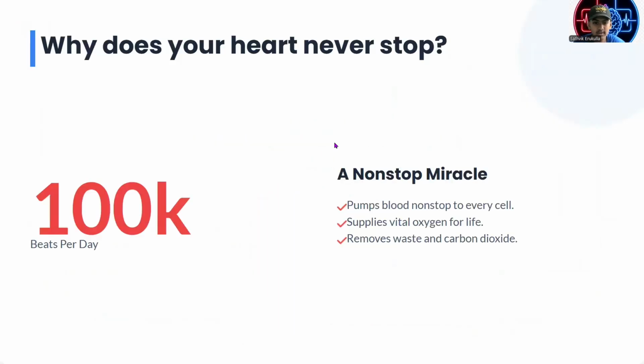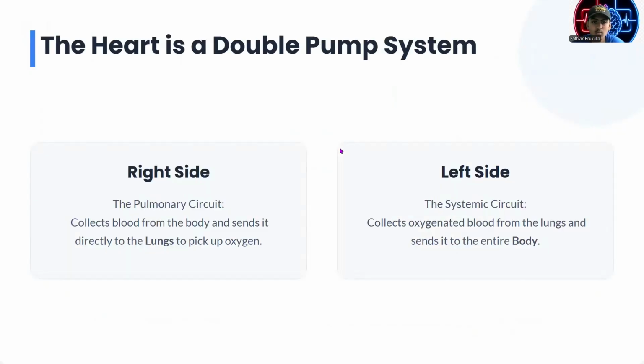So the heart is always working because your body needs oxygen all the time. It beats about 100,000 times a day to keep blood moving. The heart works like two pumps. One side sends blood to the lungs, and the other sends it to the body. It runs in a continuous loop.